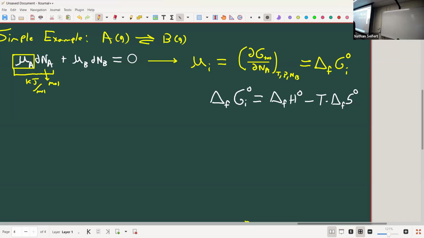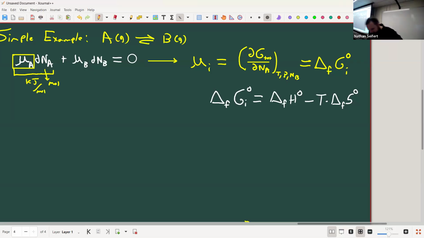We know how to do the math of this. The only thing that's more complicated about this Gibbs math compared to what you're doing in homework 3 is that now you have enthalpy and entropy. You just have 2 terms now, because we have to account for both of them.